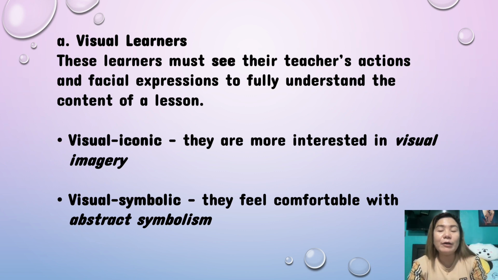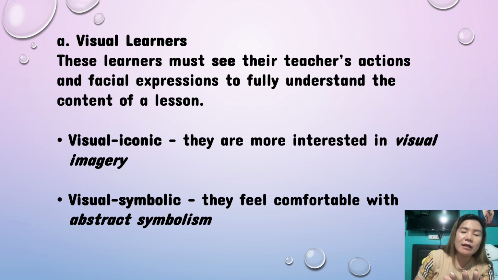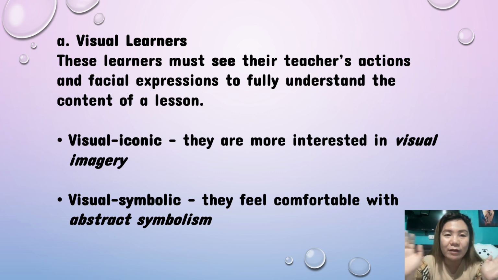They would like to read maps better than to read a book. When they see a map, they can easily tell where the place is, or they can easily describe or narrate. If they see a graphic, they can easily narrate. Okay, these are visual iconic. They are interested more in visual imagery.